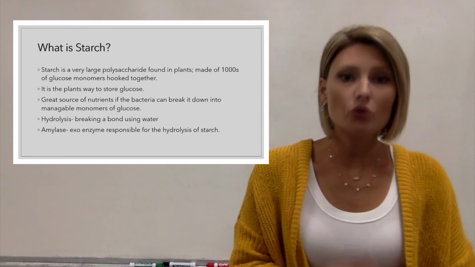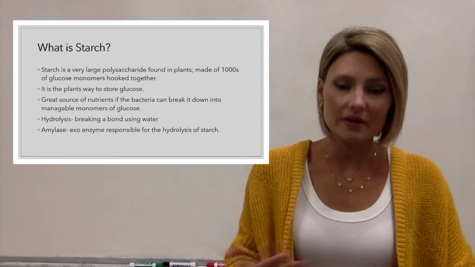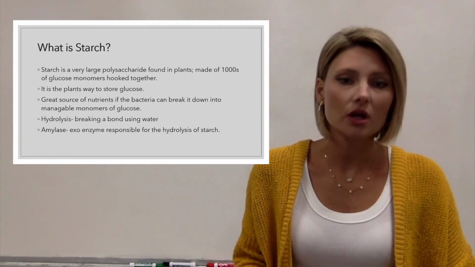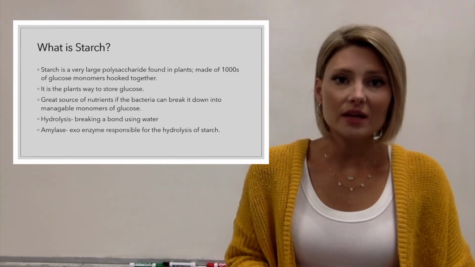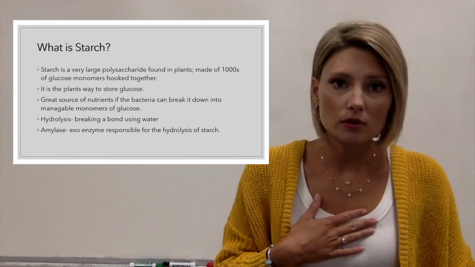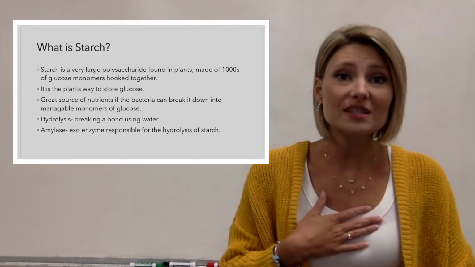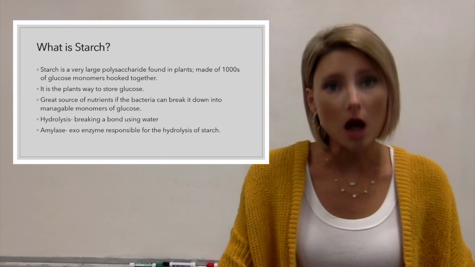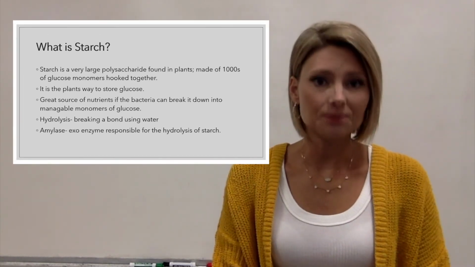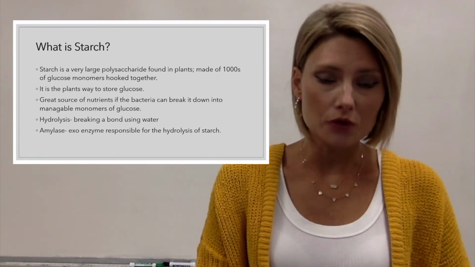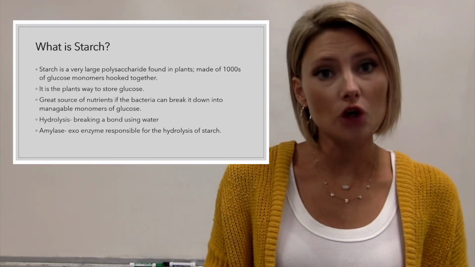So starch is a polysaccharide, okay? So it is a carbohydrate. It's a sugar. All those words are interchangeable. They all mean the same thing. Carbohydrate, polysaccharide, sugar. They basically mean the same thing. Starch is found in plants. Okay? Our bodies do not make starch naturally. And starch is a very, very large polymer. Okay? So it's made of a bunch of monomers linked together. Those monomers are glucose. And like I said, it's really, really large.